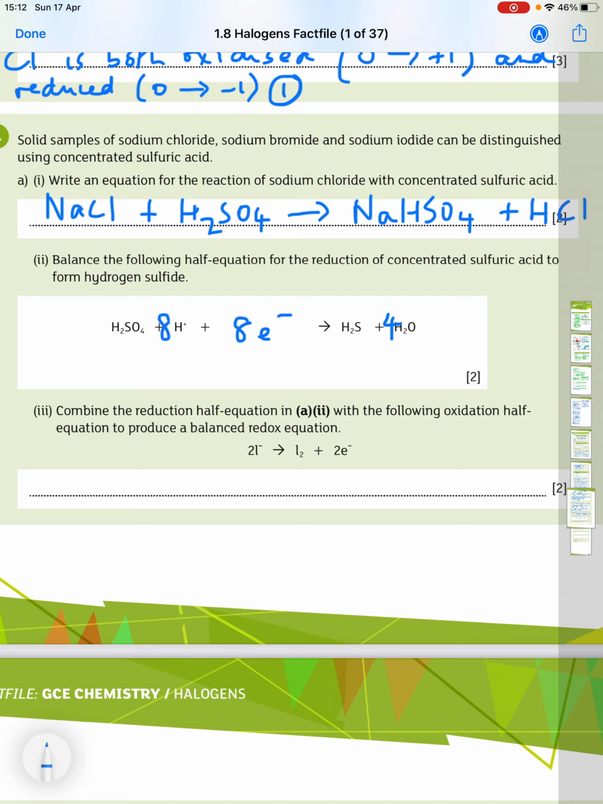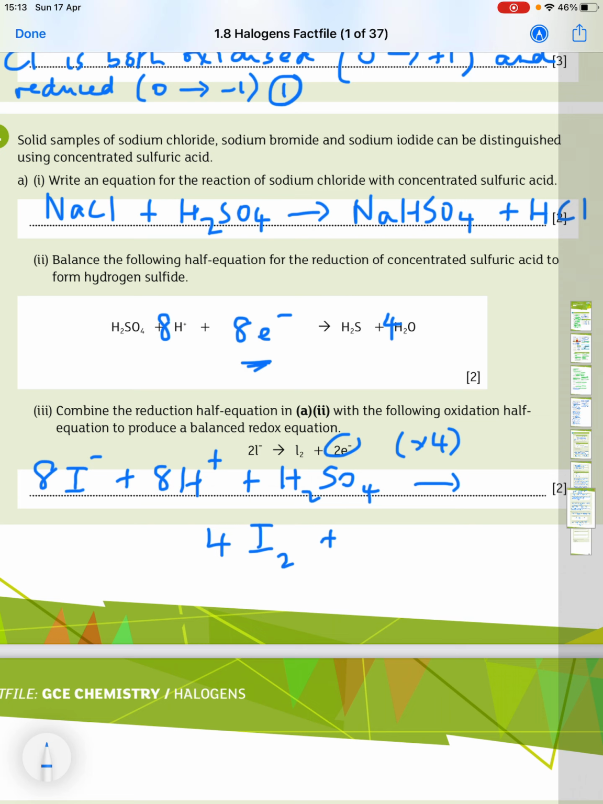So combine the reduction half equation with the following half equation to produce a balanced redox reaction. We need to multiply this one by 4 because we have 8 electrons here and 2 electrons here. To make sure the same number of electrons are in both, we're multiplying the second equation by 4. So we end up here with 8I minus plus 8H plus H2SO4, and that is giving us 4I2 plus H2S plus our 4 water.